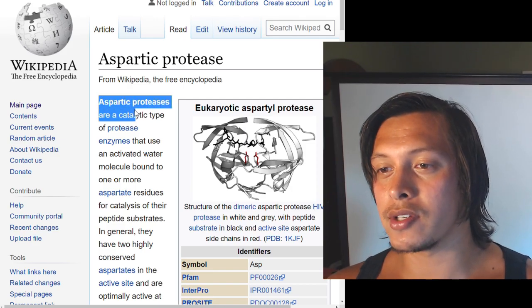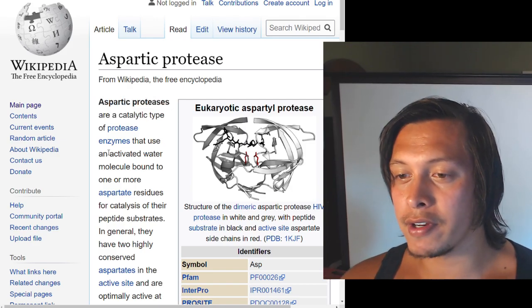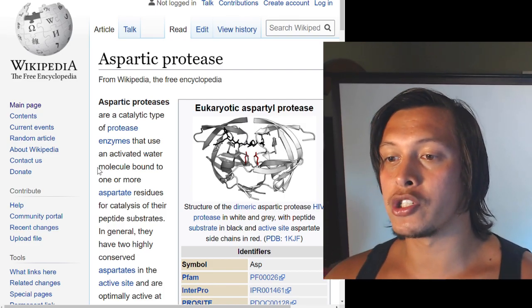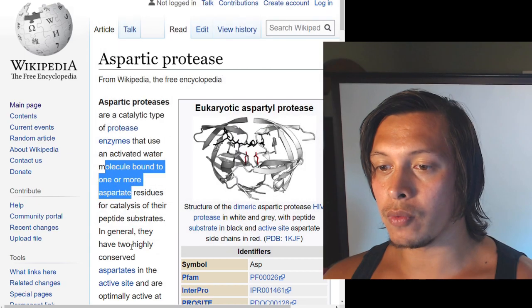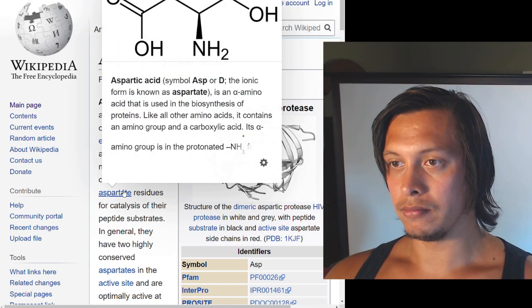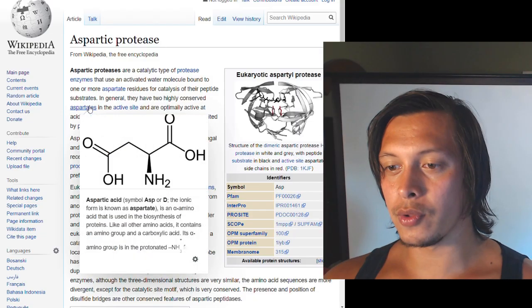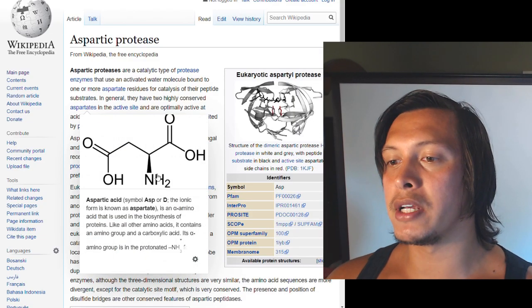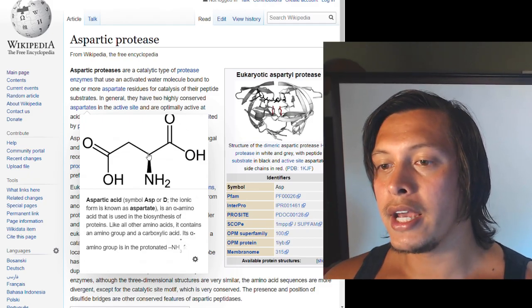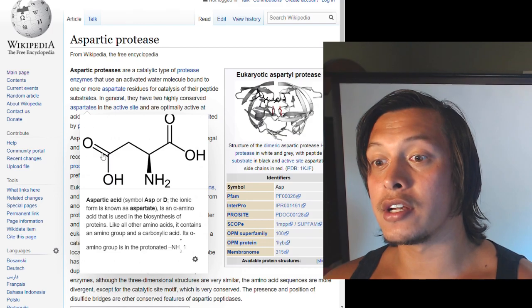So aspartic proteases are catalytic type of proteases or enzymes that use an activated water molecule which is bound to one or more aspartate residues. So this is, well, you can't see it, so this is an aspartate amino acid right here. So here is the amino group and here is the acid group. And here is the residue side chain. And the residue side chain is another acid.